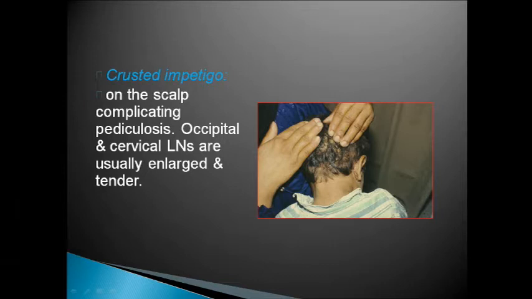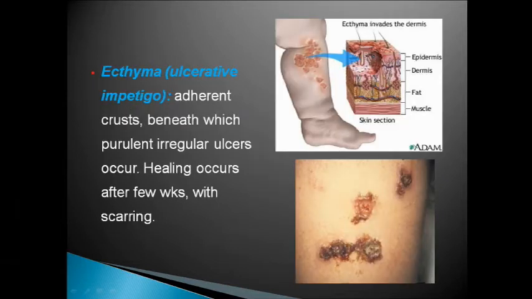So in these cases, occipital lymph nodes will be enlarged and tender. There will be infection, discharge, and crusting present over the scalp. Impetigo is usually superficial, but as it is an infective condition, it may go deep also, as there is no clear-cut demarcation. When it goes deep, it may cause an adherent crust and irregular ulcerations may occur.